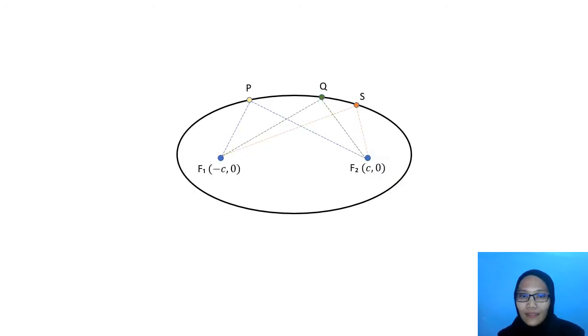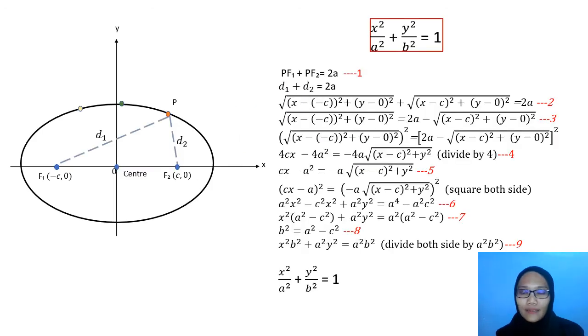This means that every point such as P, Q, and S has the same constant sum, which is 2a, from the two fixed points F1 and F2. So this is the equation of an ellipse centered at origin with the major axis along the x-axis. The equation is x squared over a squared plus y squared over b squared equals 1. So how do we get this equation?